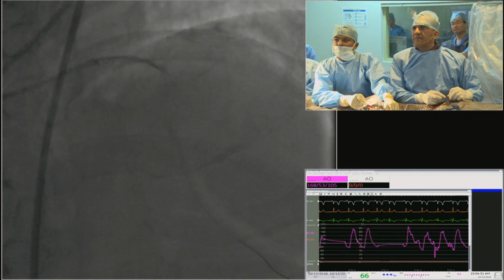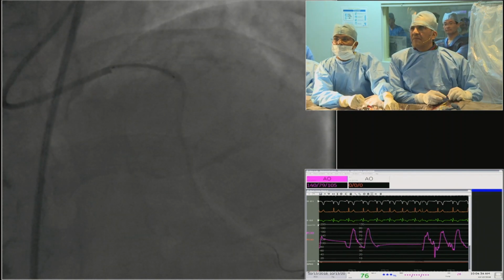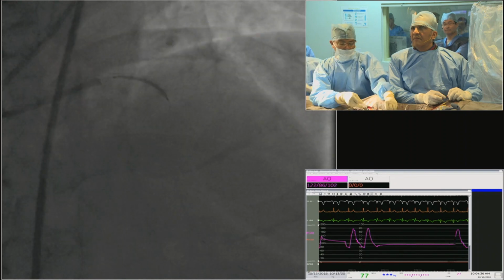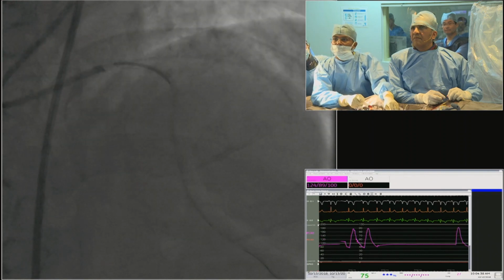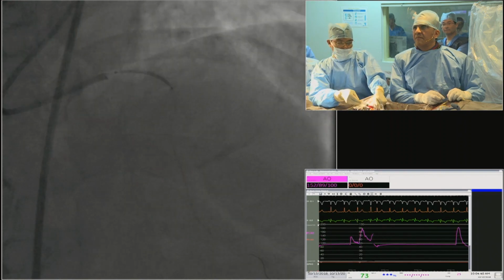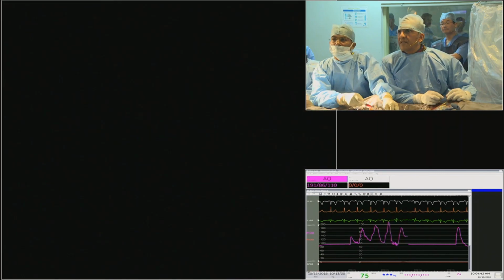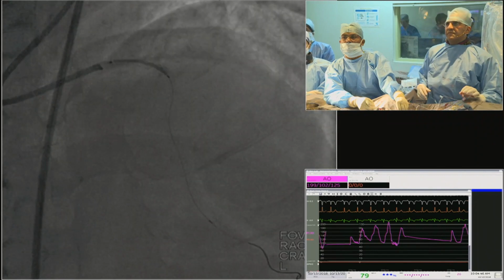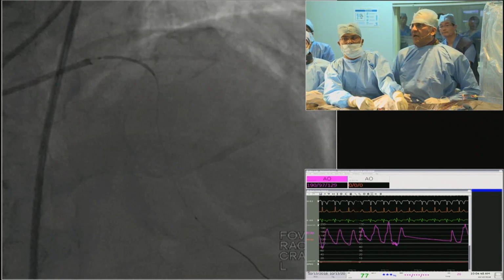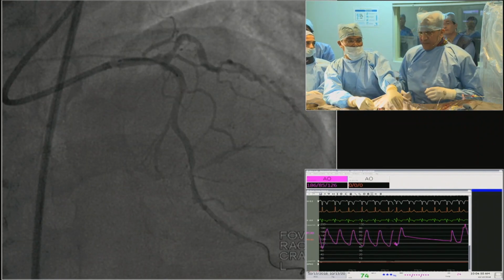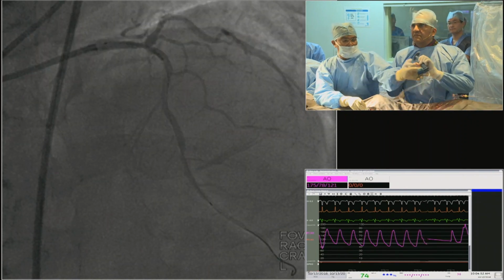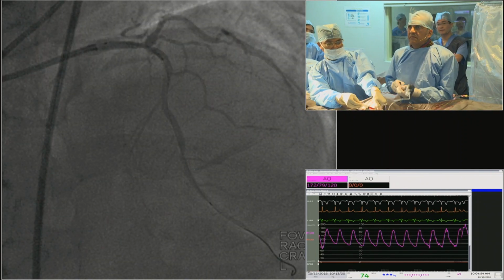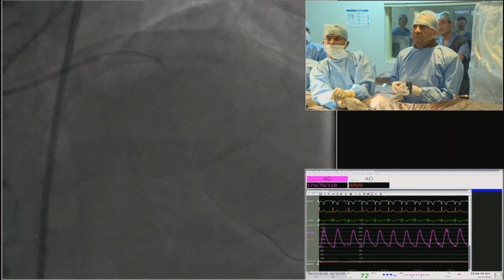So how many people would not cover the ostium of the left main at this point? 1, 2, 3, 4. How many people would cover the ostium? I think there's a huge majority. He's not covering the ostium. I don't see enough disease on the ostium at all. So your point is well accepted.